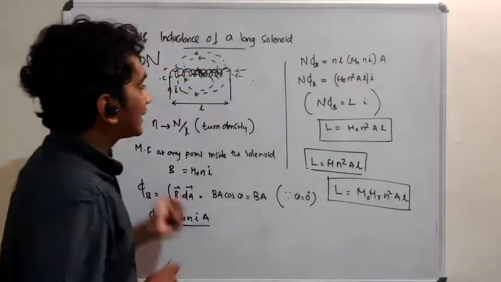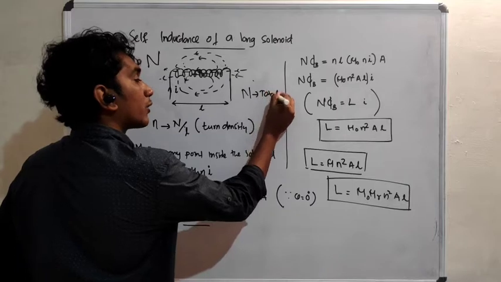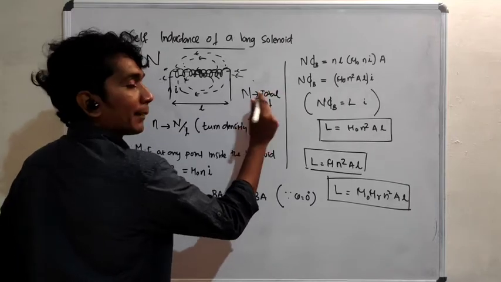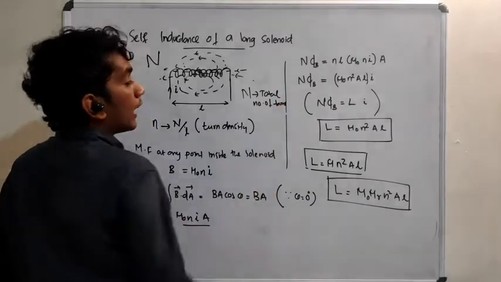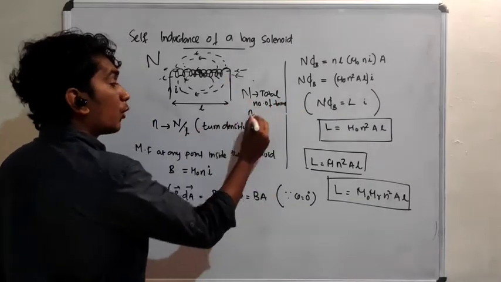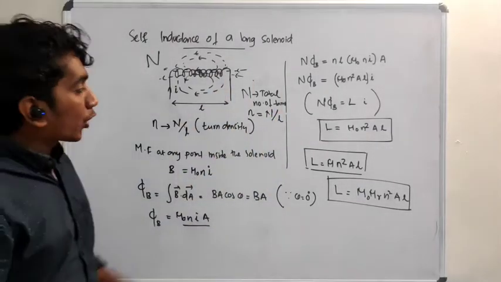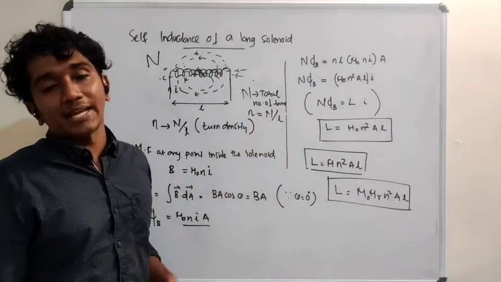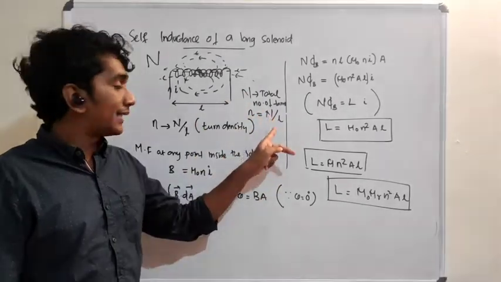And what is capital N? Capital N is the total number of turns. You have to be very sure about capital N and small n. And what about small n? Small n is equal to capital N divided by L. That is the number of turns per unit length.